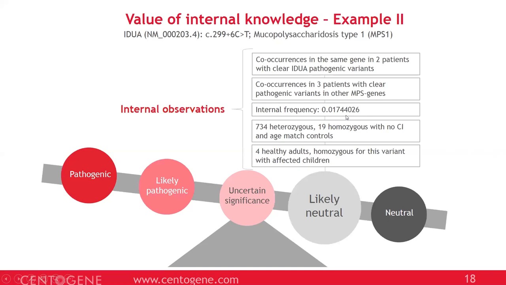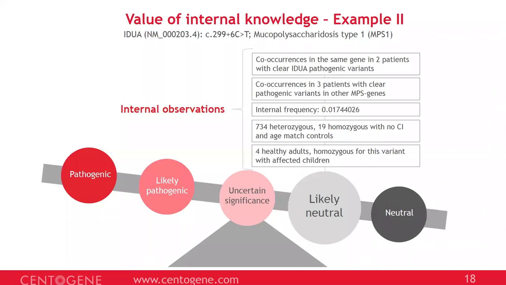The internal frequency we have at the moment for this variant is higher than gnomAD. We have 1.7%. And additionally, when we look at the non-MPS population, we have identified this variant in a heterozygous state in more than 700 individuals, and 90 of them being homozygous. And they were carrying different clinical pictures, and they were somehow age-matched controls.